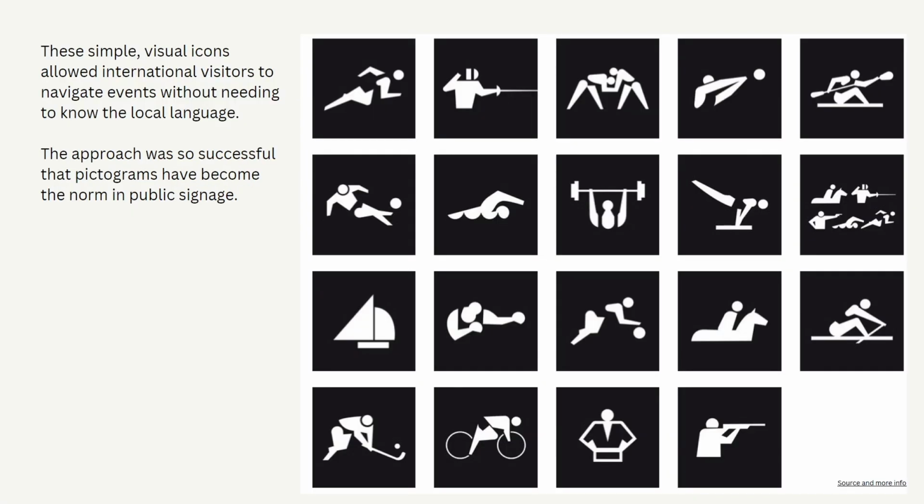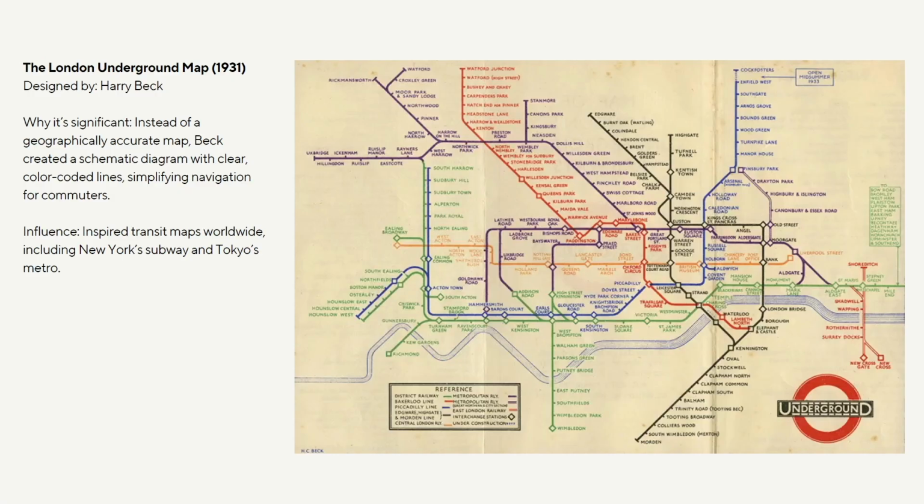Just so that we can get a look at this, you're bringing everyone from all over the world in one spot. So how do you deal with that linguistic barrier? Icons. These simple visual icons allow those international visitors to navigate events without needing to know the local language. And this was so successful, again, it has become the norm. So if I wanted to go to the sailing or rowing events, then I know exactly where to navigate to when I would have been at this Olympics.